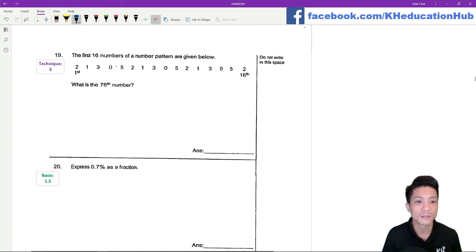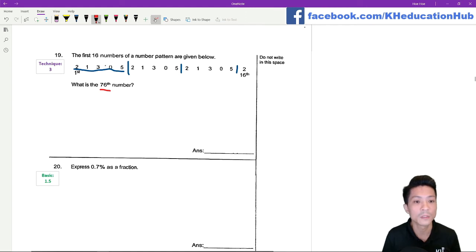Question 19. The first 16 numbers of a number pattern are given below. So this is 2, 1, 3, 0, 5, 2, 1, 3, 0, 5, 2, 1, 3, 0, 5. Now you can see that the repeating pattern is over here, right? 2, 1, 3, 0, 5, 2, 1, 3, 0, 5, and so on. Okay, they're asking for the 76th number.